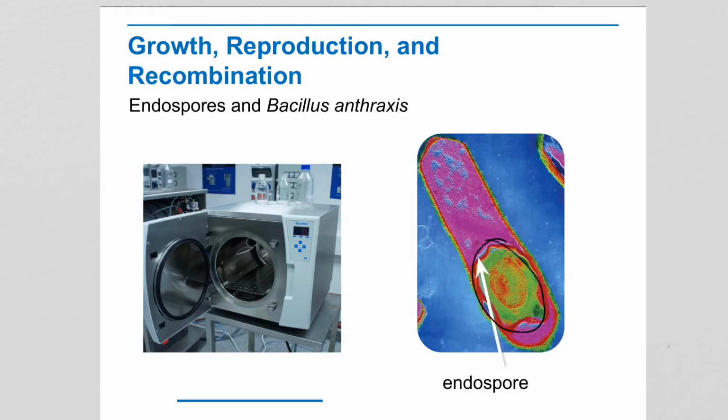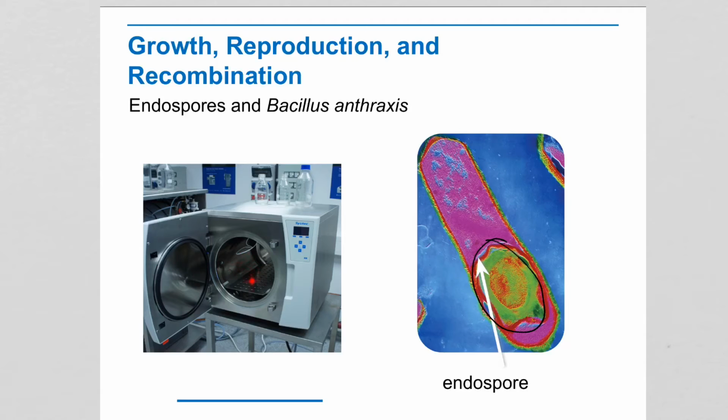Now, some of you may have seen this machine in one of our classrooms, and Mr. Atchison has it in the back of his room, and this is an autoclave. What this does is it is used to kill bacteria, and it does a really good job at not only killing the bacteria that is not going into the endospore stage, but also the endospores really well. And it does it by raising the temperature inside here.